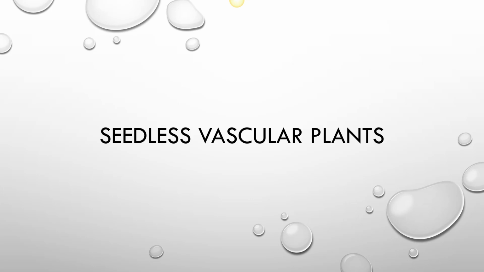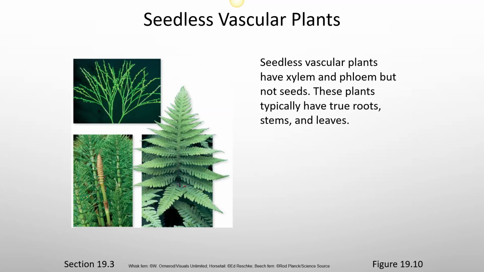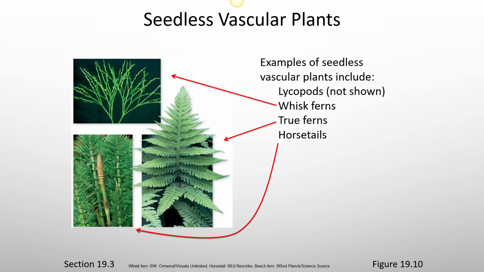Now we're going to talk about seedless vascular plants. So seedless vascular plants still don't reproduce using seeds, but they do have vascular tissue, so they're allowed to grow a little bit bigger. Seedless vascular plants have xylem and phloem, but not seeds. These plants typically have true roots, stems, and leaves. Examples of seedless vascular plants include lycopods, which are not shown, the whisk ferns, true ferns, and horsetails.